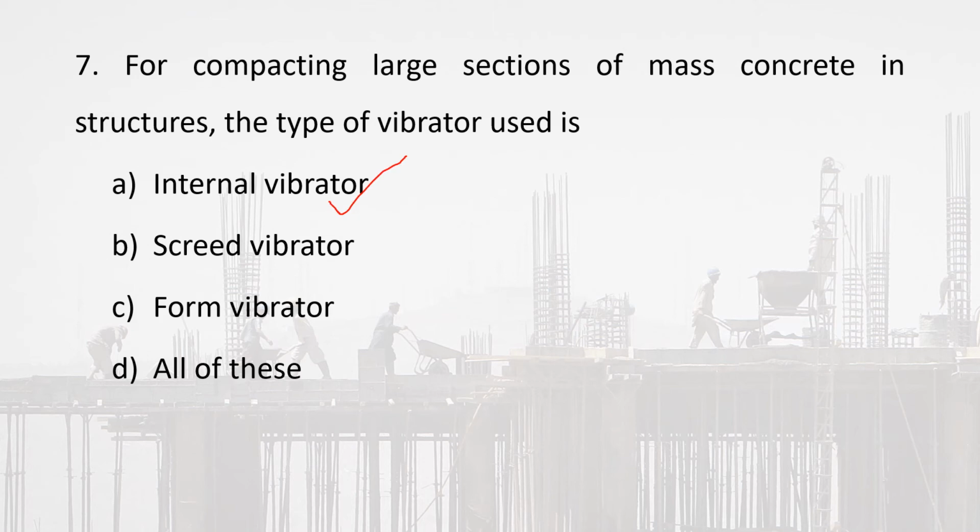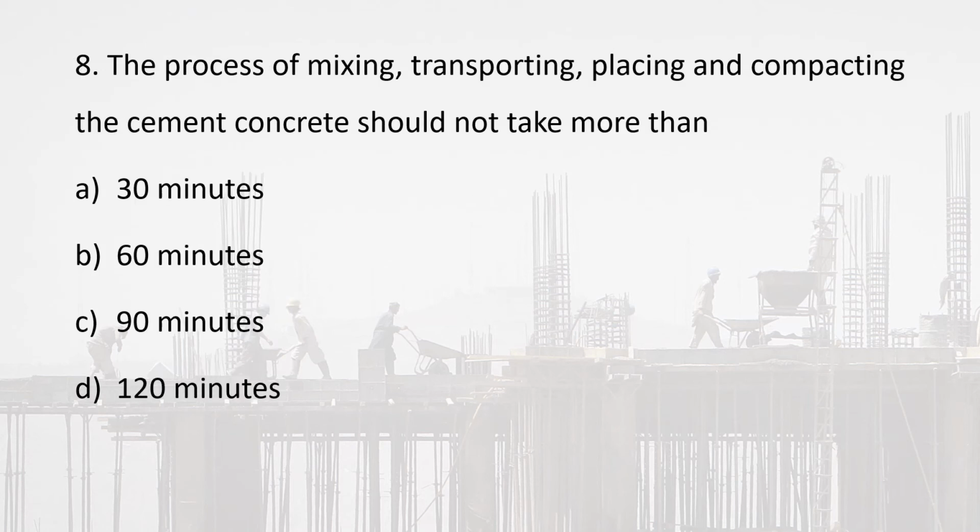Internal vibrator. We know that vibrators are used for compacting concrete after it is placed in position. The various types of vibrators used are internal vibrators, surface or screed vibrators, foam or shutter vibrators, table vibrators, etc. In case of large sections of mass concrete in structures, the type of vibrator used is internal vibrator. The next type, screed vibrator or external vibrator, is used for compacting plain concrete or one-way reinforced concrete floors.